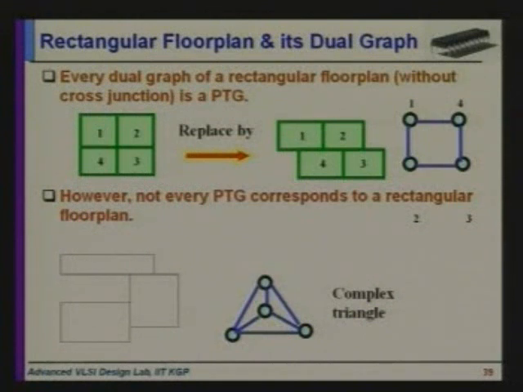So every dual graph of a rectangular floor plan is a planar triangulated graph. We consider all cross junctions, and transform all cross junctions to T junctions. For such a floor plan, I have a graph like this. But not every planar triangulated graph will have a floor plan, right?